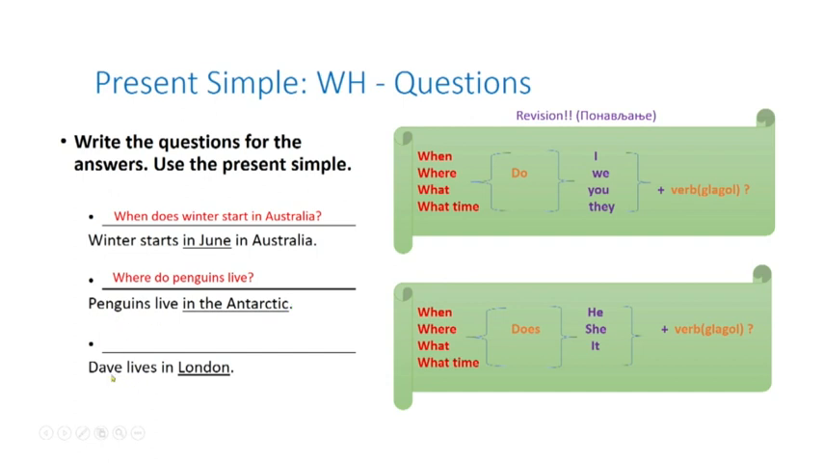Next one is Dave lives in London. Dave živi u Londonu. I ponovo vidimo ovo s na glagolu koje se stavlja za he, because Dave is he. But what's the question? In London, again, is where, gde. And because Dave is he, we use does. Where does Dave live? Right? And live with no s, glagol live nema s, jer je u pitanju upitan oblik gde se s izostavlja. Alright?